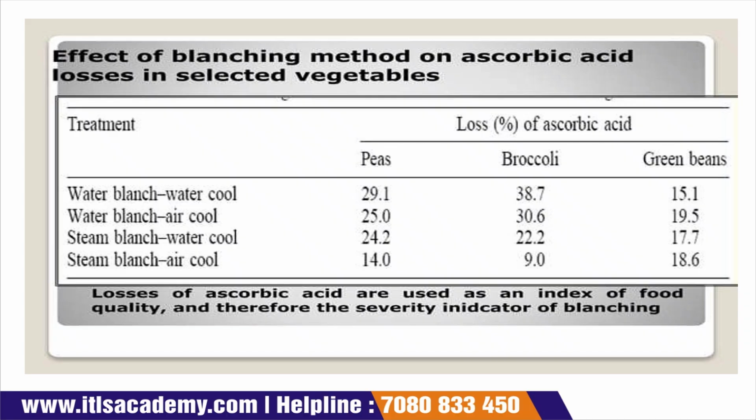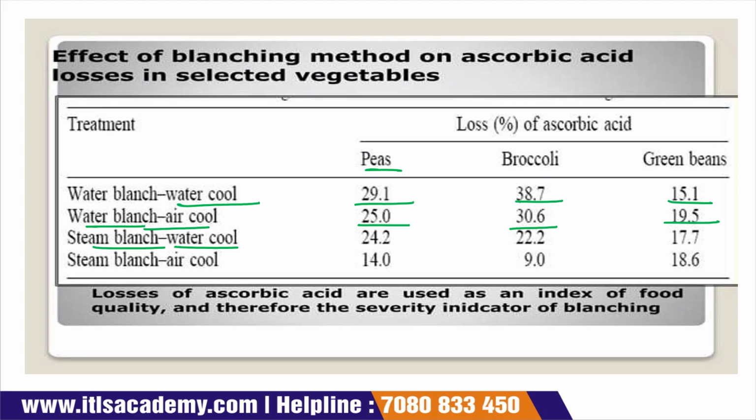Effect of blanching method on ascorbic acid, that is the treatment, then the loss of ascorbic acid. If we do a water blanch, water cool, peas lose around 29.1%, broccoli 38.7%, green beans 15.1%. Then the second treatment is water blanch, air cool. Here peas lose 25%, broccoli 30%, green beans 19%.